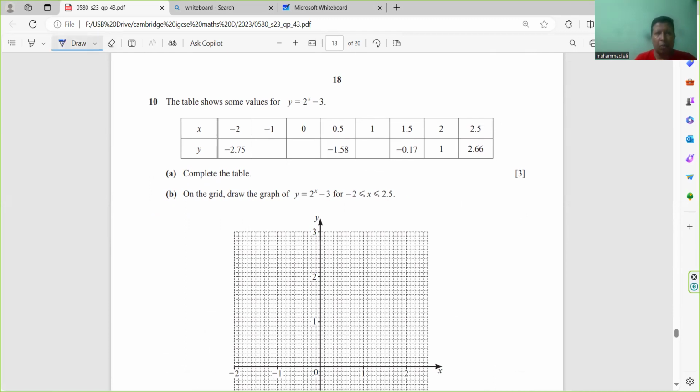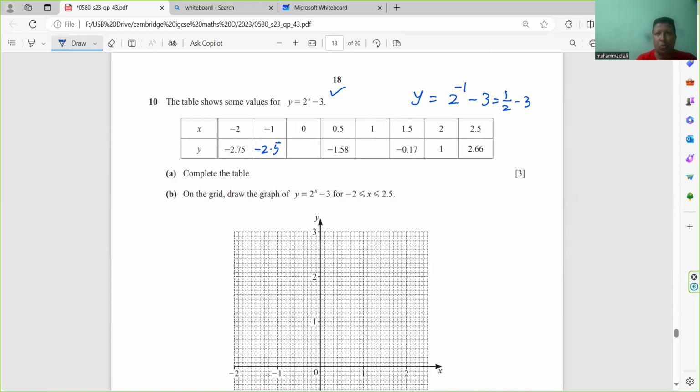Here they gave us some values. When x equals minus 2, y equals minus 2.75. We have to find out when x equals minus 1, 0 and 1, what is the y value? You put minus 1 there: y equals 2 to the power minus 1 minus 3, so it will be 1 by 2 minus 3. If you calculate, you will get y equals minus 2.5 when x equals minus 1.